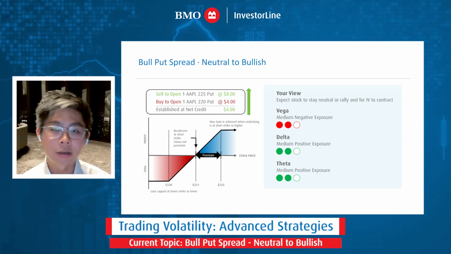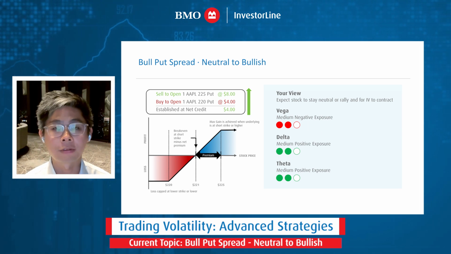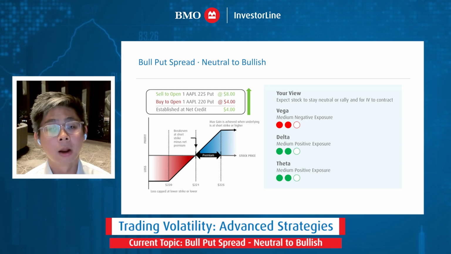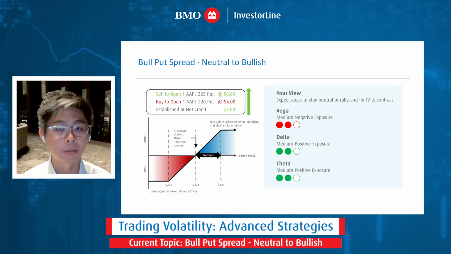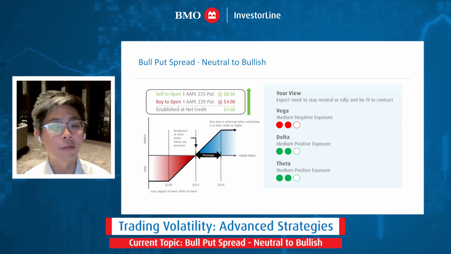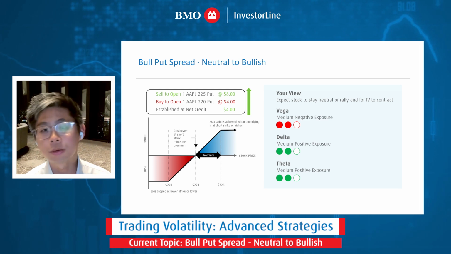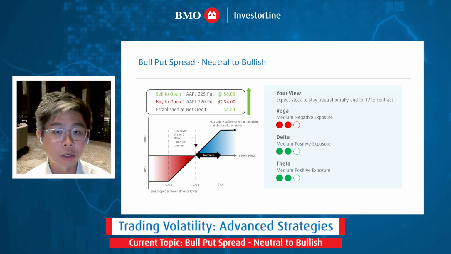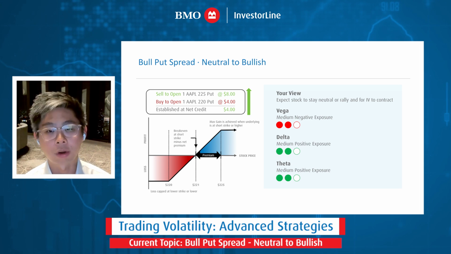But the difference here is that theta in this particular case actually works in our favor. We have a medium amount of theta exposure, but a positive theta exposure. And what that means is that as time passes by, this strategy is going to work in our favor if all other factors are kept equal. So even if implied volatility doesn't move and the stock doesn't move from a directional perspective, time value is going to keep working in our favor with a credit spread.